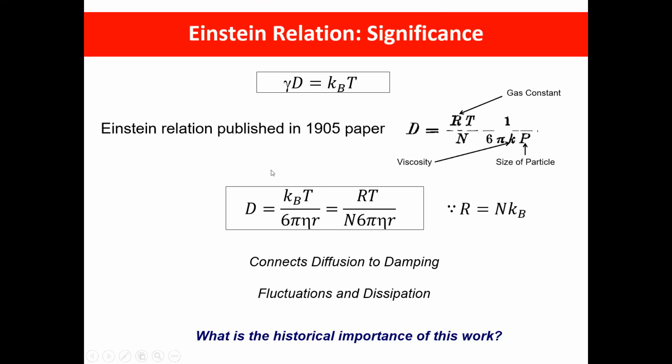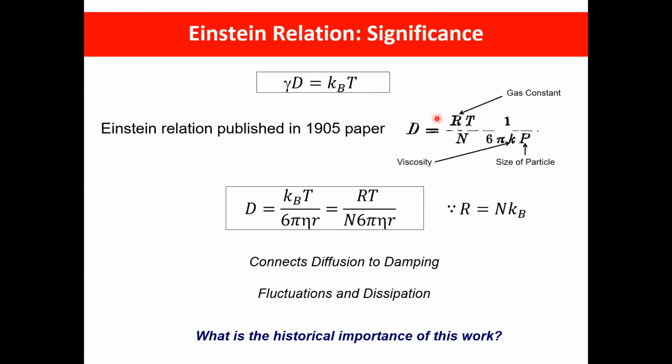So what we can do, let me have the pointer, is write that D will be kBT divided by gamma, which is 6 pi eta r. We know that the product of the Avogadro's number and the Boltzmann constant is another constant, R, the ideal gas constant. So we can rewrite this entire equation as RT divided by N 6 pi eta r.